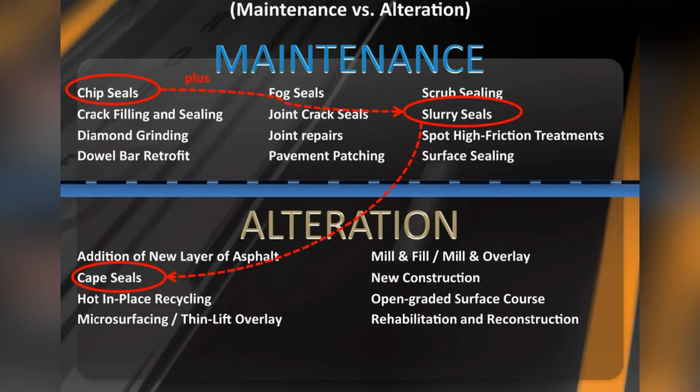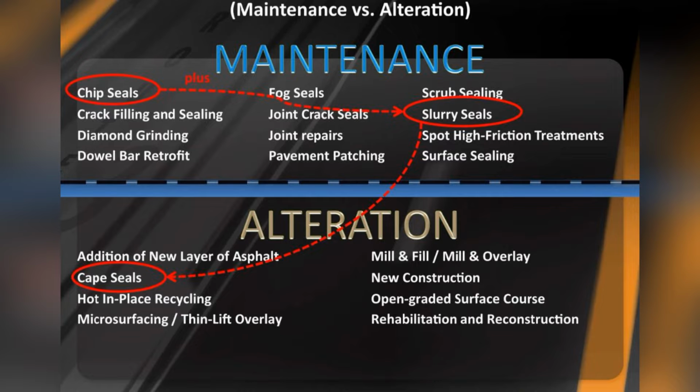Maintenance projects would include a chip seal, crack filling, fog seals, joint repairs, pavement patching, slurry seals, and others listed above; they do not require you to reconstruct, update, or install new curb ramps. Alterations projects will include new construction, adding a thin layer of asphalt over an existing road, cape seals, hot-in-place recycling, mill and fill, and others listed below, which would require you to install new ramps. An alteration project will require you to update older ramps per Americans with Disabilities Act compliant guidelines.